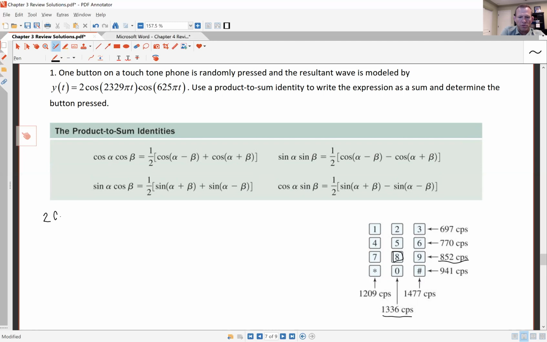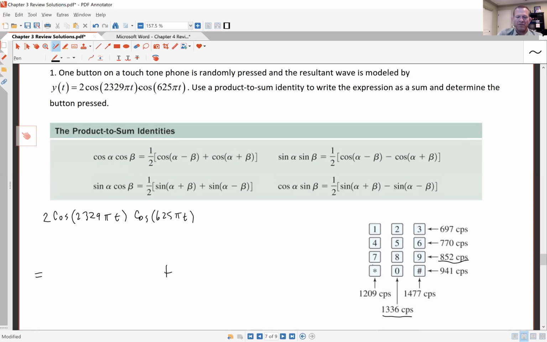So if we take this 2 cosine 2329 pi t times the cosine of 625 pi t, and take this and write it as a sum of 2 waves, we'll be able to see the frequencies of the two and determine which button was pressed.